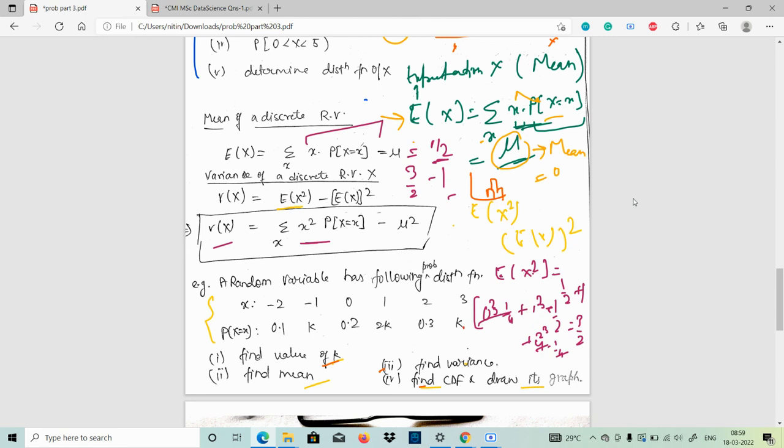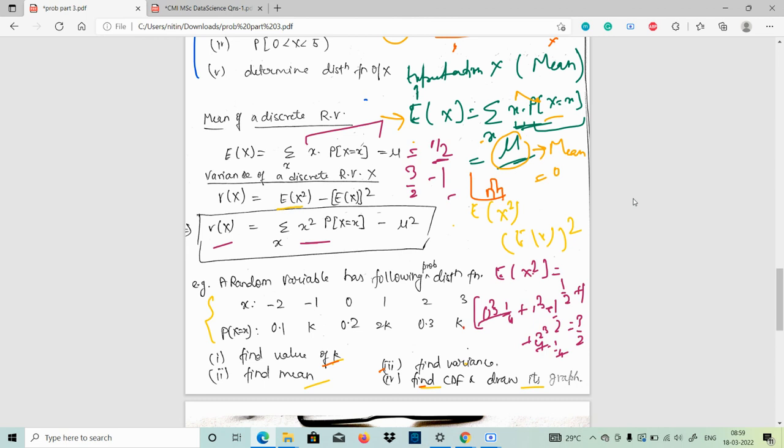Okay, so did you understand mean and variance correctly? Hello guys, did you understand mean and variance? I was asking whether you understand mean and variance correctly.